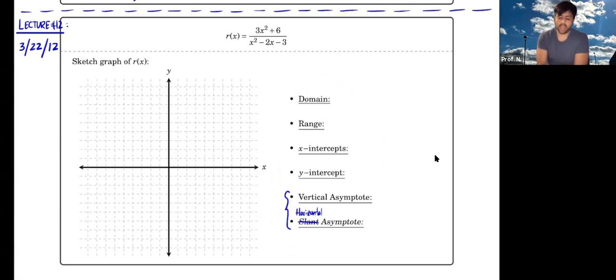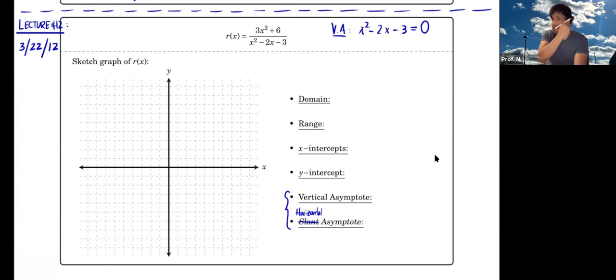So the asymptotes, again, the vertical asymptotes occur where the x value makes the denominator equal to 0. And so therefore we find those x values that make the denominator equal to 0 and say that those are the x values that are not in the domain. And so therefore those represent the vertical asymptotes. So the vertical asymptotes occur when the denominator equals 0. So I'm going to set my denominator equal to 0.